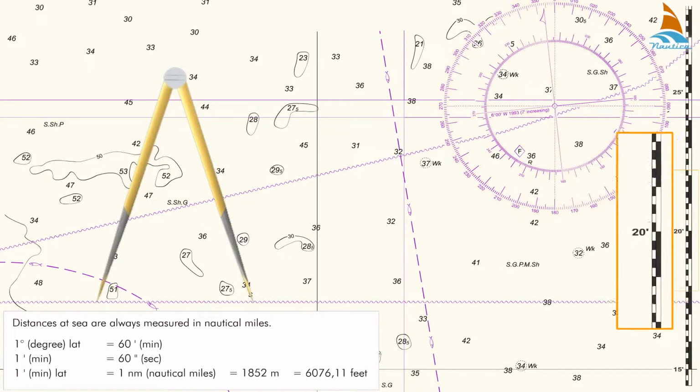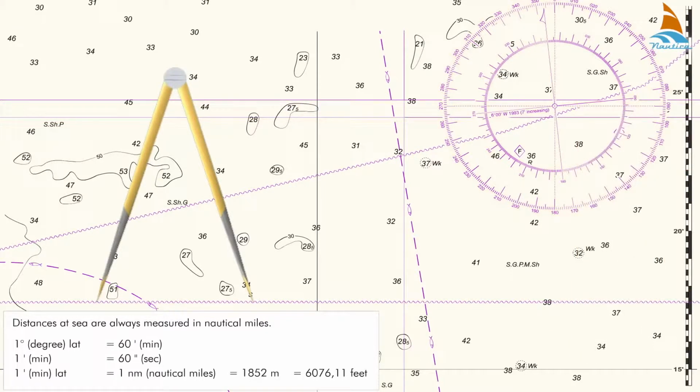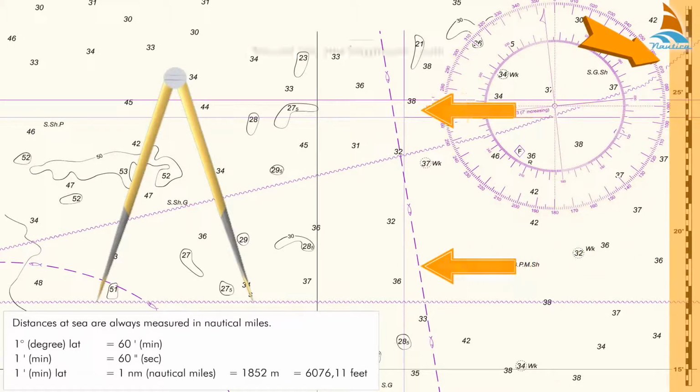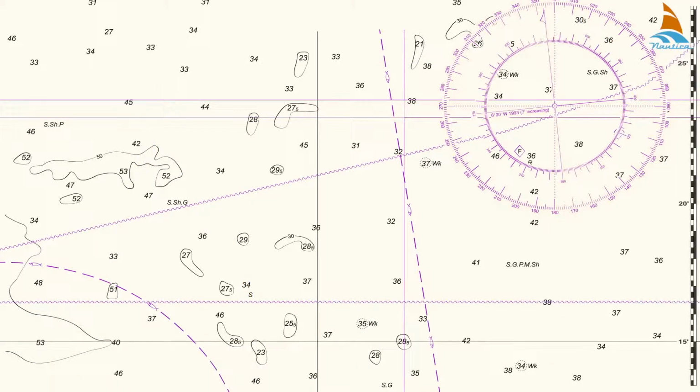In this example, the scale is in degrees and minutes. To measure a distance, always use the latitude scale located in the same parallel from where you want to measure. Do not use the longitude scale. How do you measure a distance using the dividers?